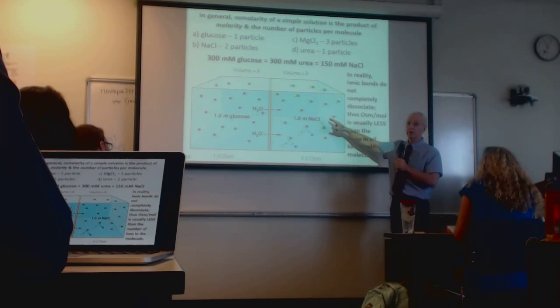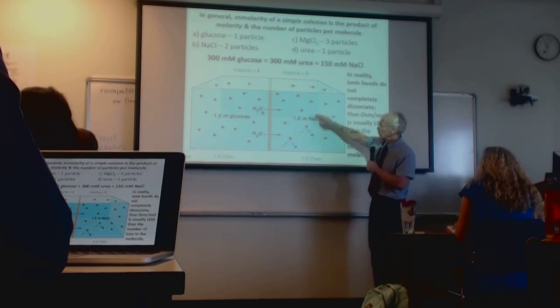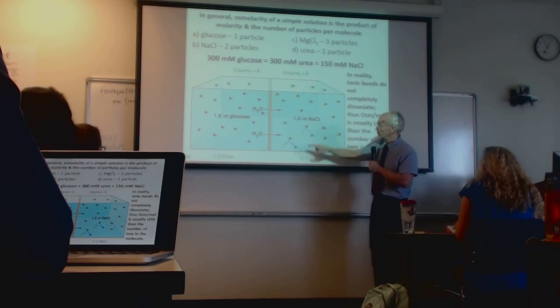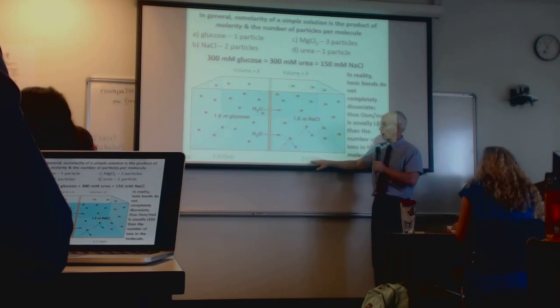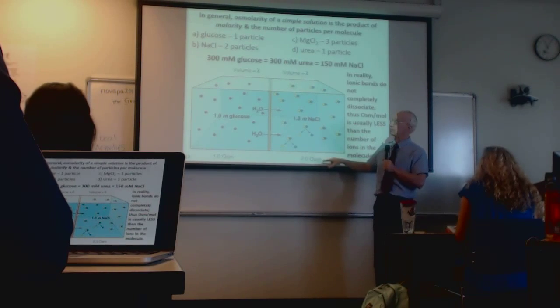Sodium chloride is an ionic compound in the polar solvent. It's going to dissociate into sodium ions and chloride ions. And as a consequence, it goes from the 1 mole sodium chloride solution to a 2 osmole solution, because we're now talking about total particle concentration.